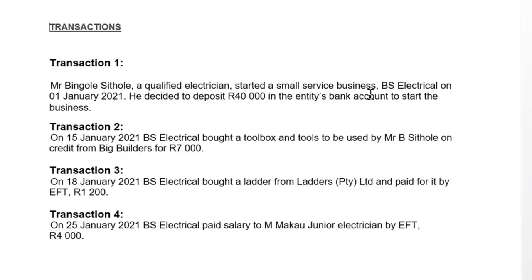So the first transaction is transaction one. Mr. Bingole Sithole, a qualified electrician, started a small service business, BS Electrical, on the 1st of January 2021. He decided to deposit 40,000 in the entity's bank account to start the business. So the question is, what is the source document for this transaction?